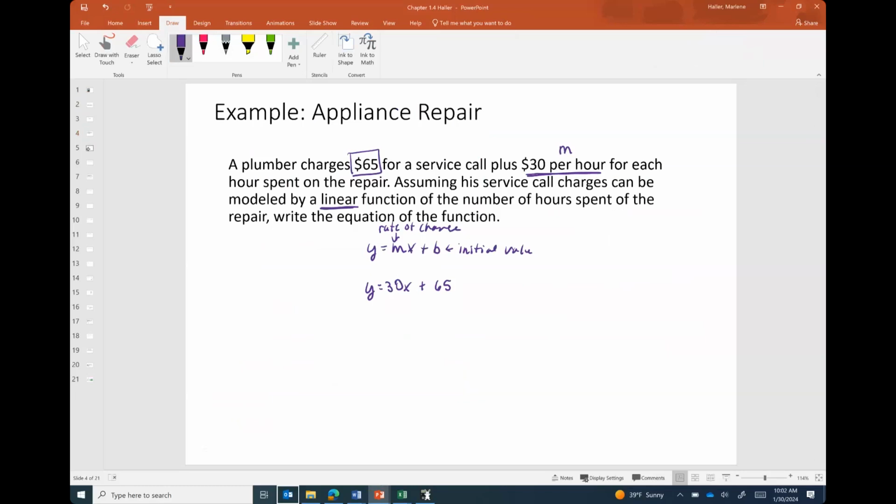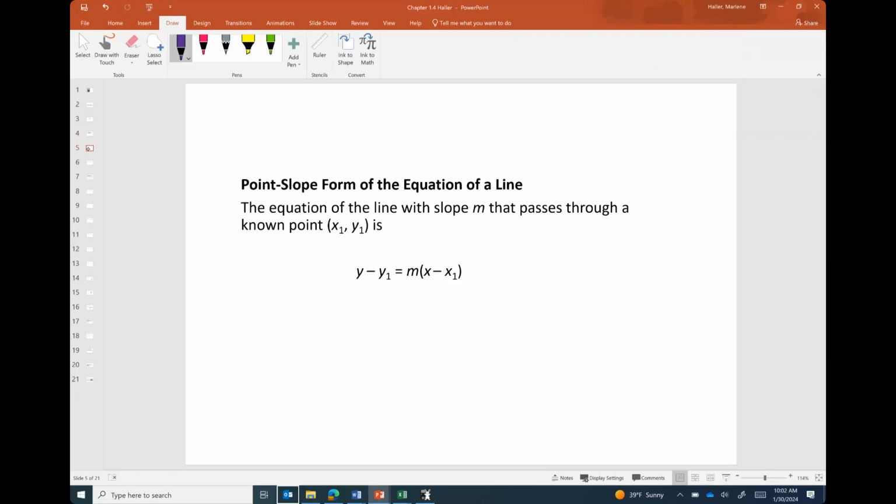All right, there's another form for the equation of a line called the point-slope form for the equation of a line. This is helpful when we know a point on the line, but not necessarily the y-intercept. This form says y minus y1 equals m times x minus x1, where this y1 and this x1 are the x and y coordinates of a point that is on that line, or an ordered pair that satisfies the equation of that line. M, of course, is your slope.